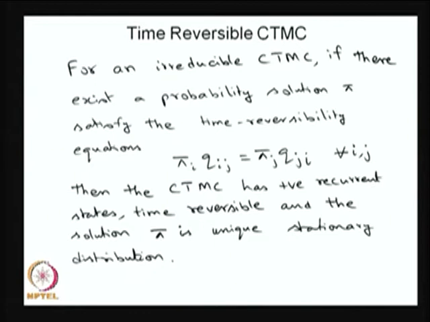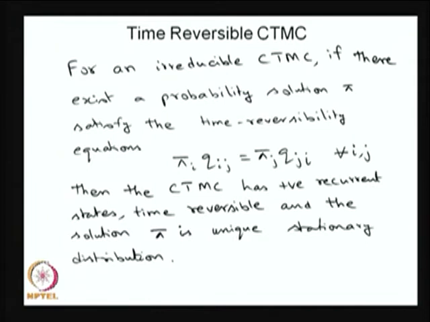So, if pi i's exist, this stationary probability or stationary distribution exists, as well as the time reversibility is satisfied by the CTMC, then that CTMC is positive recurrent, and you can say that it is time reversible, and the solution pi is nothing but the stationary distribution.